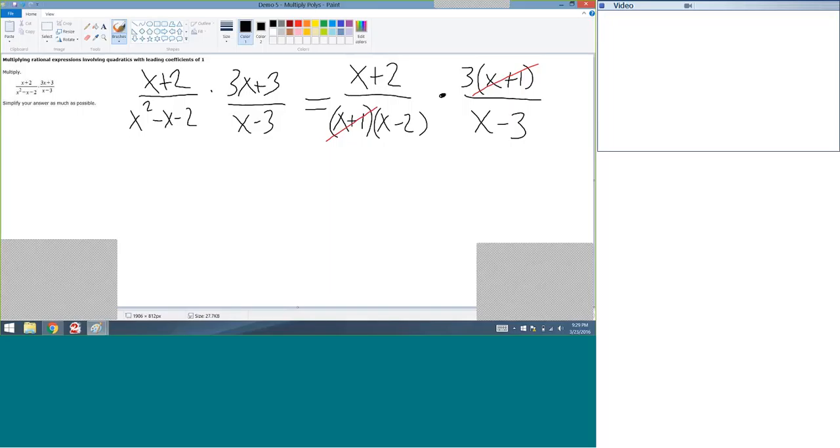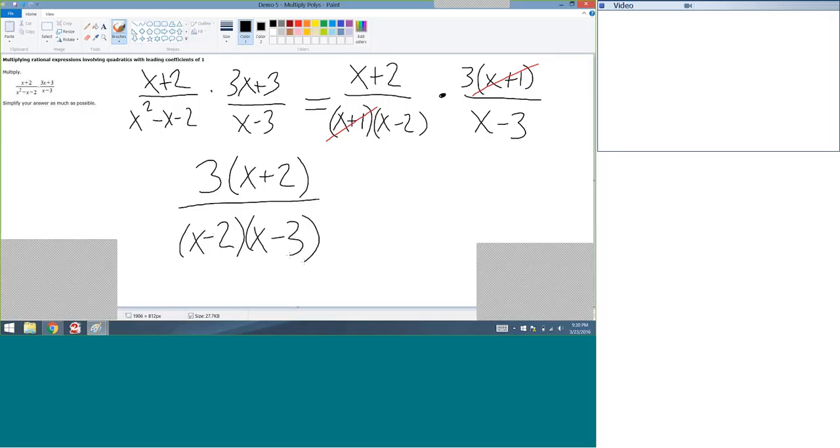Okay, there we go. So if we multiply across the top, we just want to keep that coefficient out in front of the parentheses. And then we have x minus 2 times x minus 3. And nothing else reduces, so that's just going to be the answer.